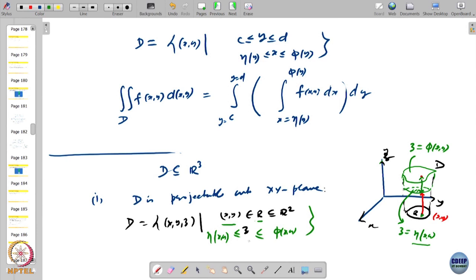So what is the advantage of this? The advantage is that Fubini's theorem states for R3 that the computation goes as follows.